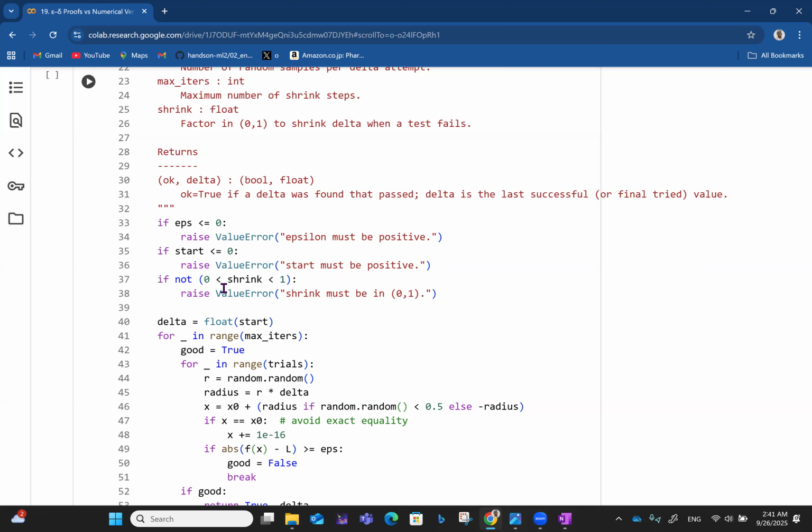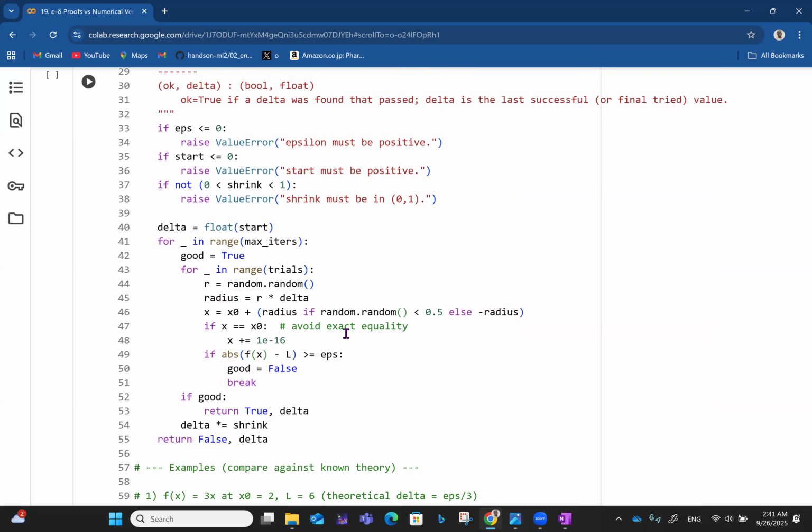If not, 0 is less than shrink, less than 1, raise ValueError. Shrink must be in that open interval. This is to guarantee that we have a shrink that is between 0 and 1. So it's a factor that is shrinking, so it has to be a fraction always. It has to be a fraction between 0 and 1. I think that's a better way to put it.